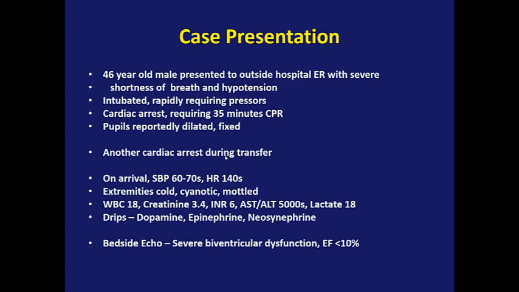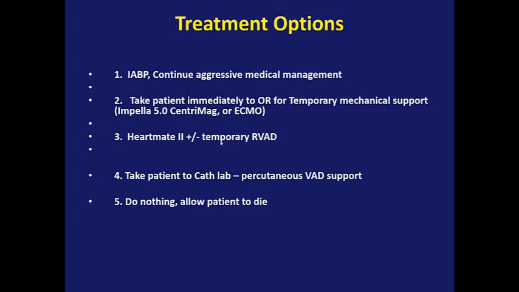On arrival, his systolic blood pressure is in the 60 to 70s. His heart rate is in the 140s. He's cyanotic. He's mottled. Creatinine is 3.4. The LFTs are elevated at 5,000. Lactate is 18, so he's not doing well. He's on DOPA, Epi, and Neo. Bedside echo shows severe biventricular dysfunction. He has an EF of less than 10%. All right? So what are your treatment options?